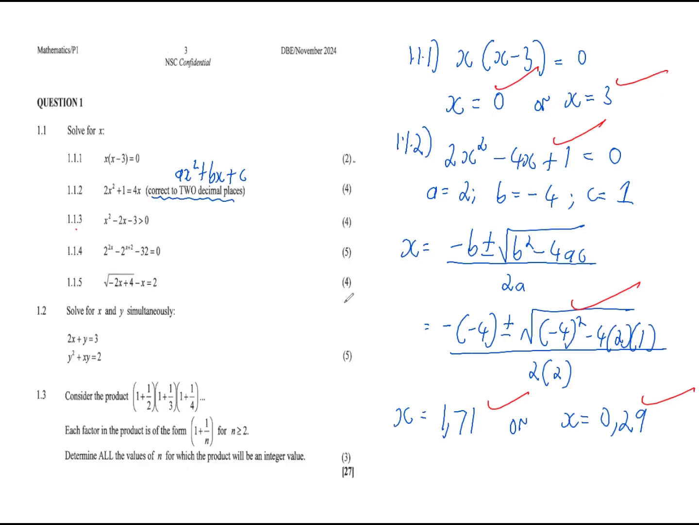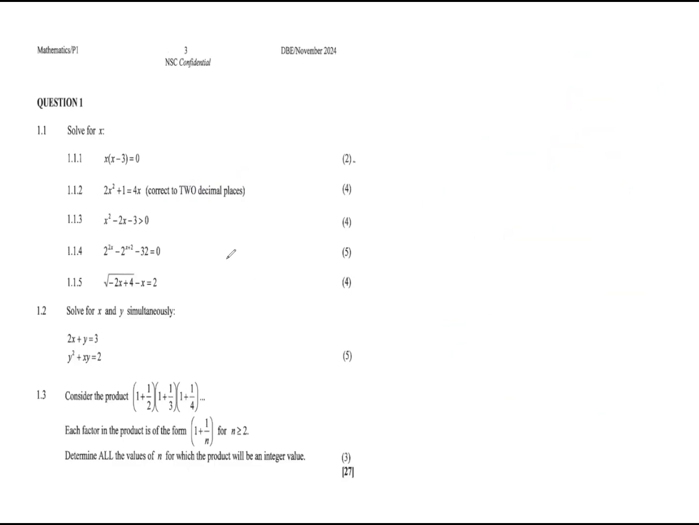Okay, so 1.1.3, we have x squared minus 2x minus 3 is greater than 0. What are we supposed to do there? Already we can see that this is in standard form. You will remember that I did mention that when the inequality sign from the question is facing that side, you always have to remember that your answers normally end up like this, right?